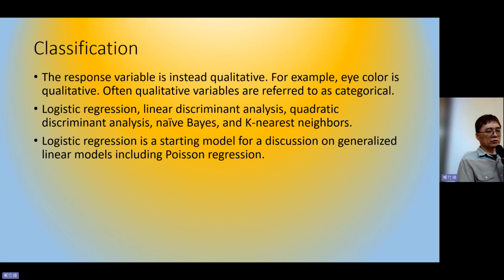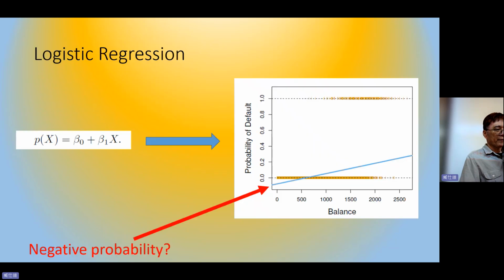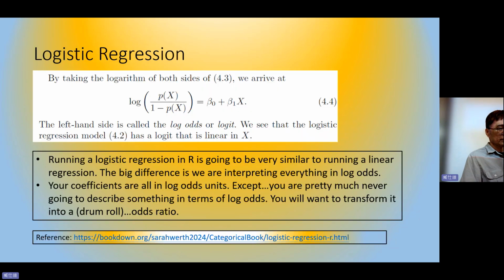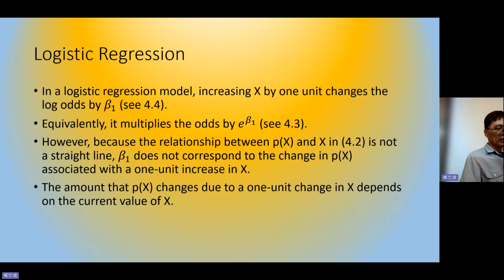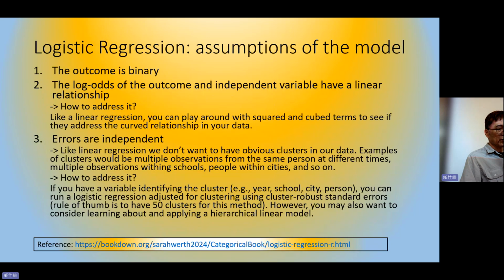Of course, here we also consider other issues we discussed before, like linear discriminant analysis, quadratic discriminant analysis, naive Bayes, and k-nearest neighbors. This is what we have learned. Logistic regression is a starting model for discussion on generalized linear models, including Poisson regression. Let me skip this. What I revised here is this part.